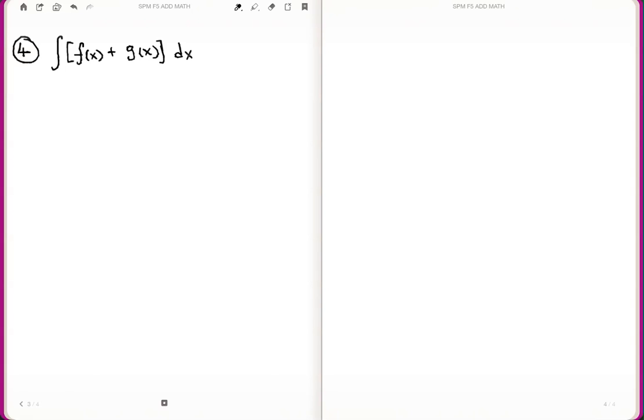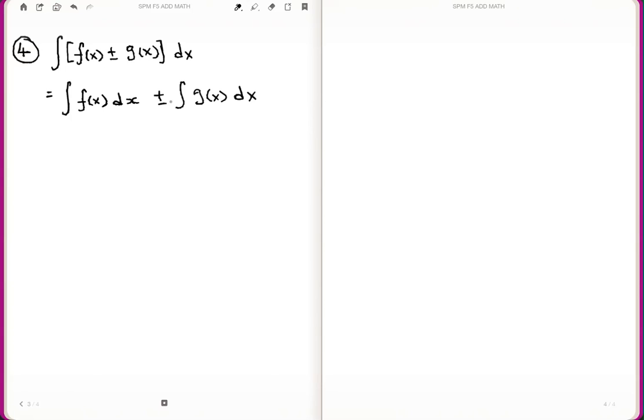Now, this is rather straightforward, because if you have two functions, what you do is you integrate one at a time. So what you do is integration of f(x) dx plus integration of g(x) dx. Plus or minus, doesn't really matter, you just follow exactly.